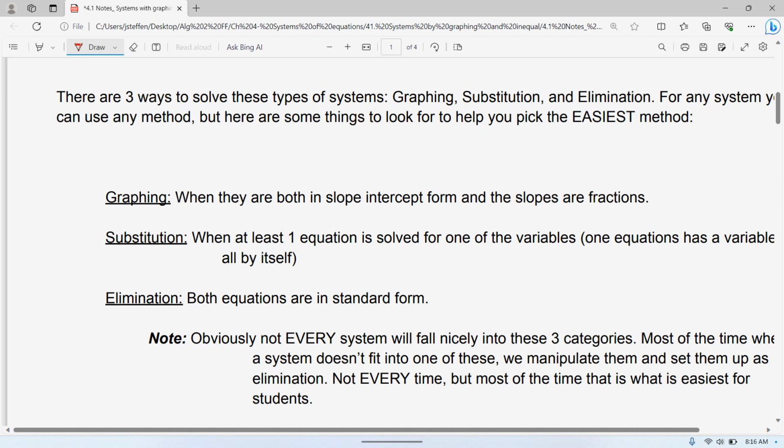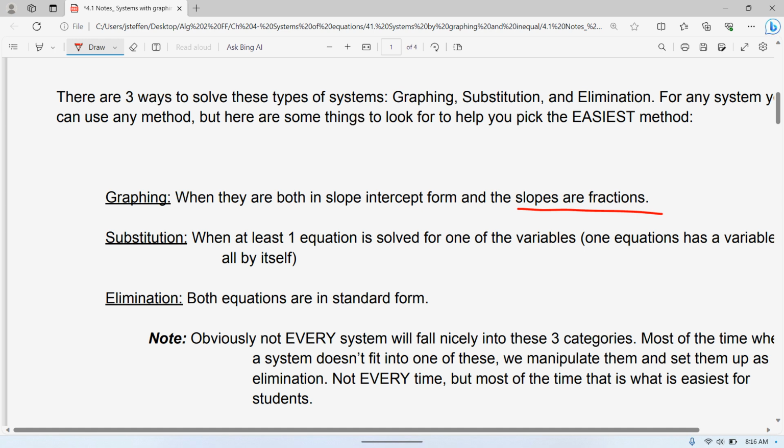So graphing is the one that I use if both of the equations are in slope-intercept form and the slopes are fractions. If both of your equations are in slope-intercept form, it's not that hard to use graphing. You can always use graph paper if you choose to do that.